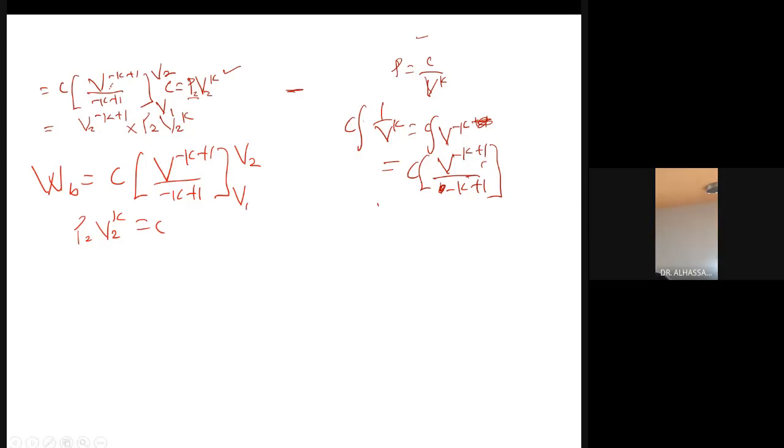Alternatively, we can take it this way. Now we have also P1 V1 raised to the power K, again equals to C. Now, I'll put the limit of integration into it. So I'll have a situation like this. W boundary work equals to C into bracket, V2 minus K plus 1 divided by minus K plus 1, minus, again, V1 minus K plus 1 divided by minus K plus 1, all right?